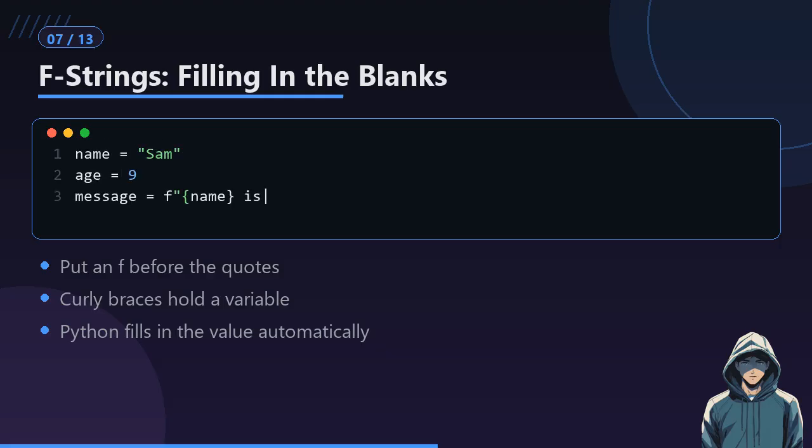An F string is like a fill-in-the-blank greeting card. You write the letter F right before the quotes, then put curly braces around any variable you want dropped into the sentence. Python swaps those braces out for the real values, so the message becomes Sam is 9 years old. In short, F strings let you mix text and variables without messy plus signs.